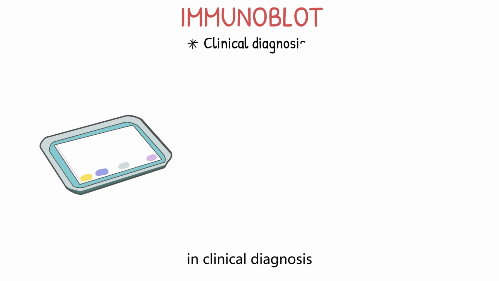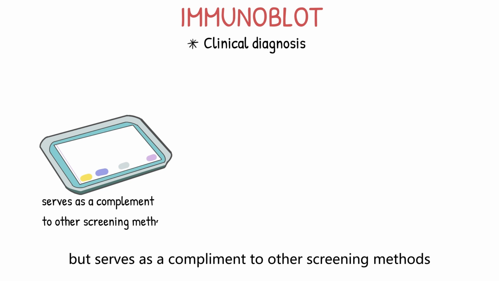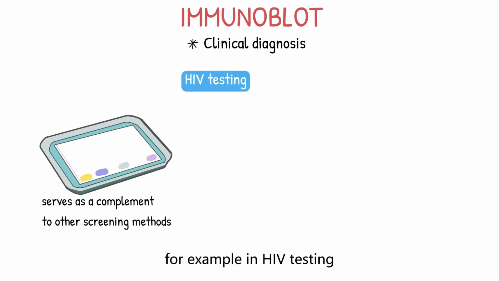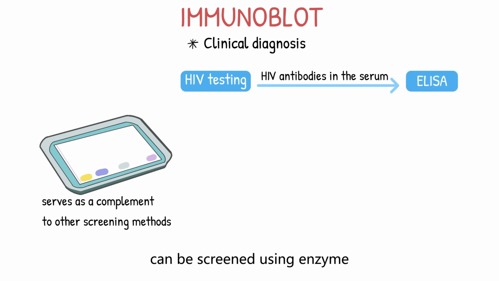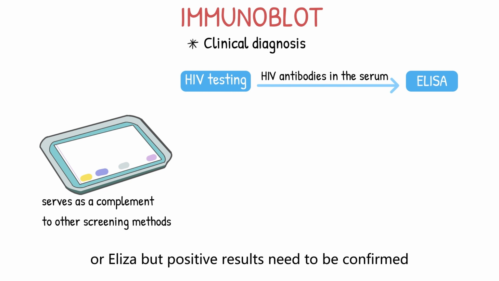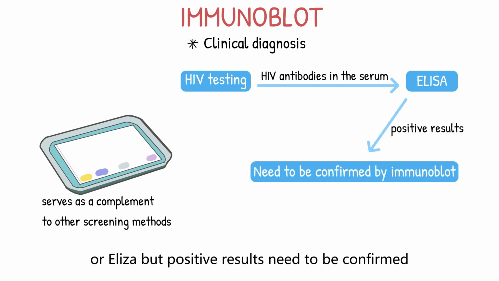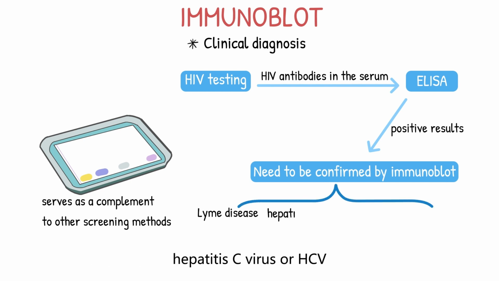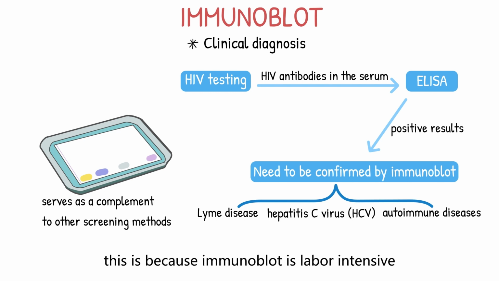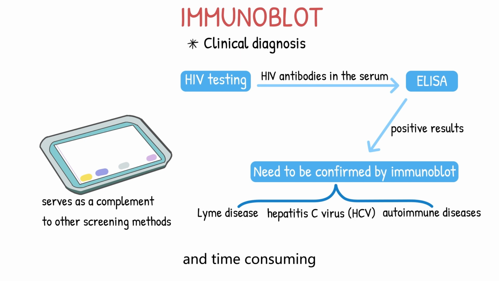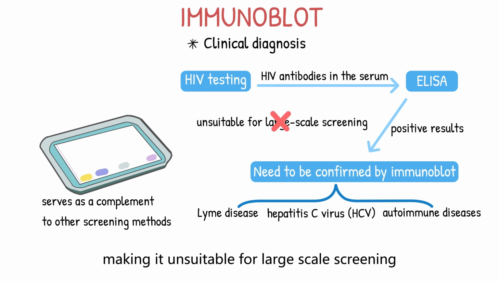In clinical diagnosis, Immunoblot is usually not the first choice, but serves as a complement to other screening methods. For example, in HIV testing, HIV antibodies in the serum can be screened using enzyme-linked immunosorbent assay, or ELISA, but positive results need to be confirmed by Immunoblot. The same applies to the detection of Lyme disease, hepatitis C virus, or HCV, and in autoimmune diseases. This is because Immunoblot is labor-intensive and time-consuming, making it unsuitable for large-scale screening.